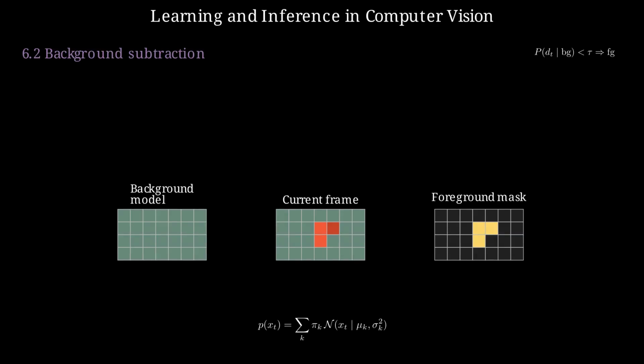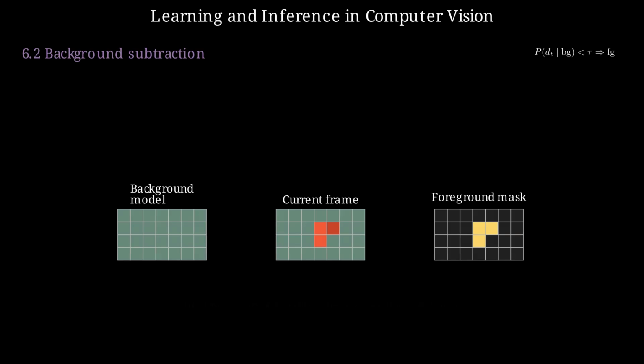Online update rules adapt to gradual lighting changes, sunrise, clouds, while preserving sensitivity to sudden foreground entry. Learning rate parameters control how fast background statistics drift. Post-processing with erosion and dilation removes salt and pepper noise. Blob tracking links foreground pixels into object hypotheses across frames. The entire pipeline is interpretable. You can visualize per pixel Gaussians and understand exactly why a pixel was marked foreground.